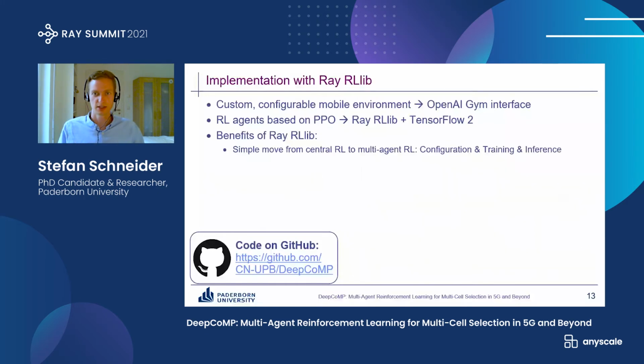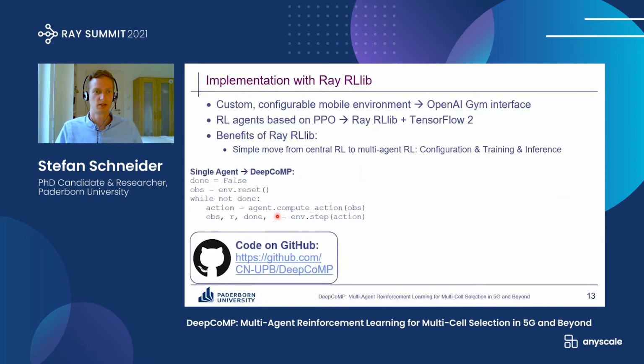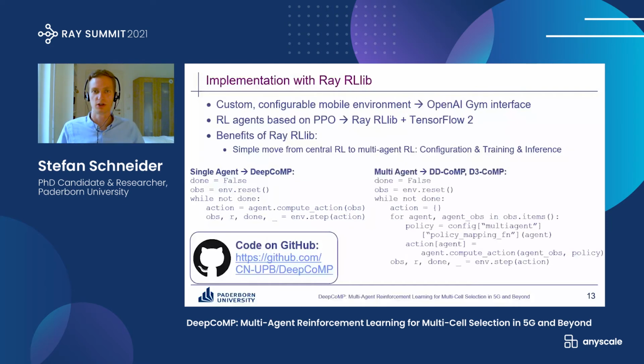Configuration and training is easy. Also, inference is quite easy. In this single agent case, this is the typical approach that you have, where you get the environment, you reset it, get the initial observation, and then loop until the episode is done. In each step, you pass the observation to your centralized or single agent. The agent computes an action. That action is applied to the environment, and then you get the next observation and reward until the episode is done.